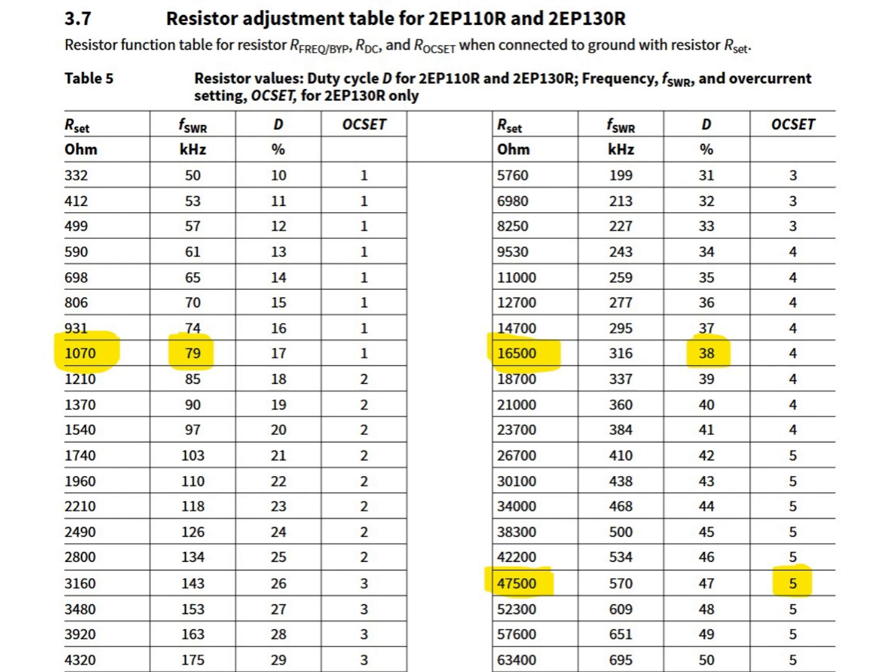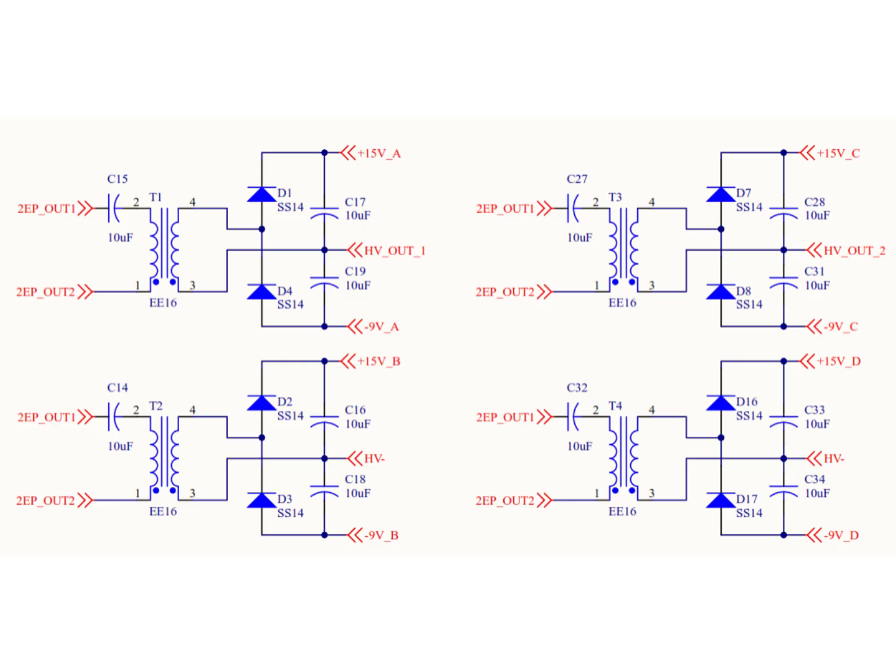The driver IC produces two complementary outputs, which excite the primary winding of the isolation transformers. Each isolation transformer is an EE16 ferrite transformer, selected for compact size, good magnetic coupling, and suitability for high-frequency operation. These transformers provide galvanic isolation and allow the generation of multiple independent secondary supplies. On the secondary side, the transformer outputs are rectified using Schottky diodes, chosen for their low forward voltage drop and fast recovery. Filtering capacitors smooth the rectified voltages to produce stable plus 15 volt and minus 9 volt rails.